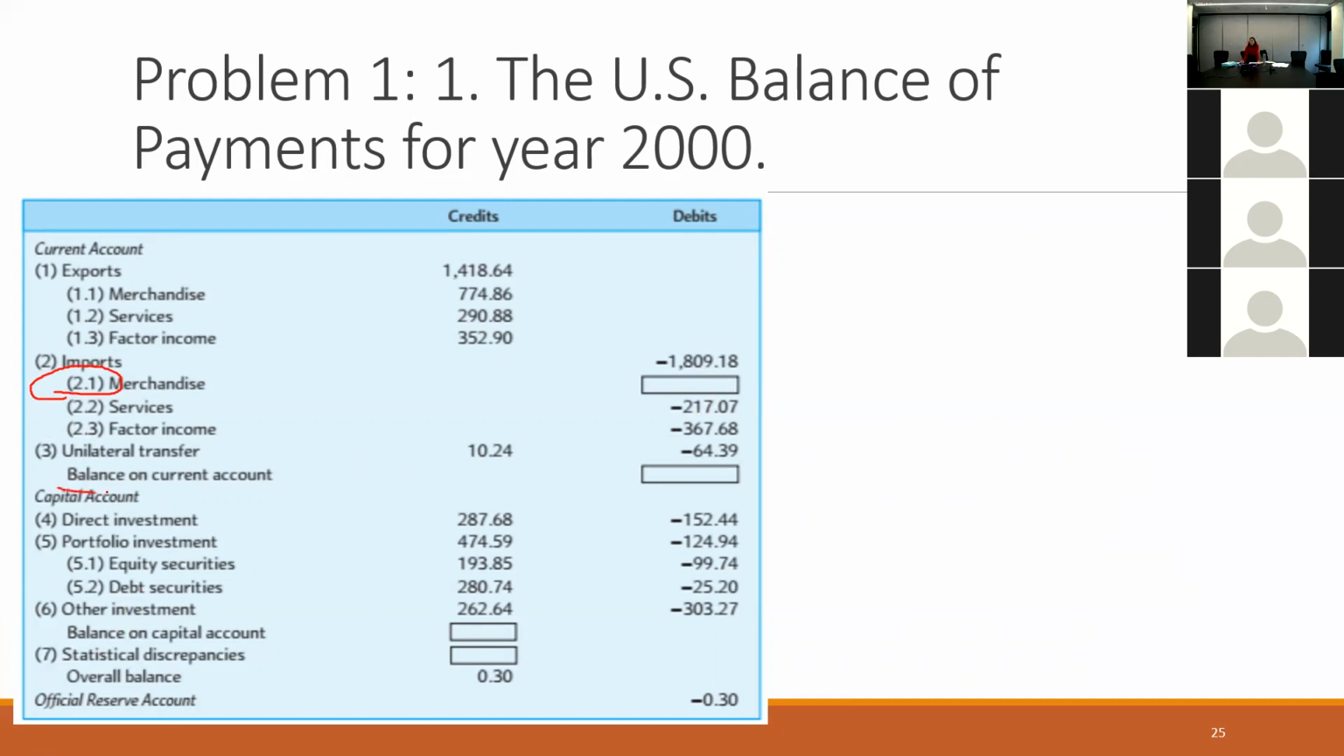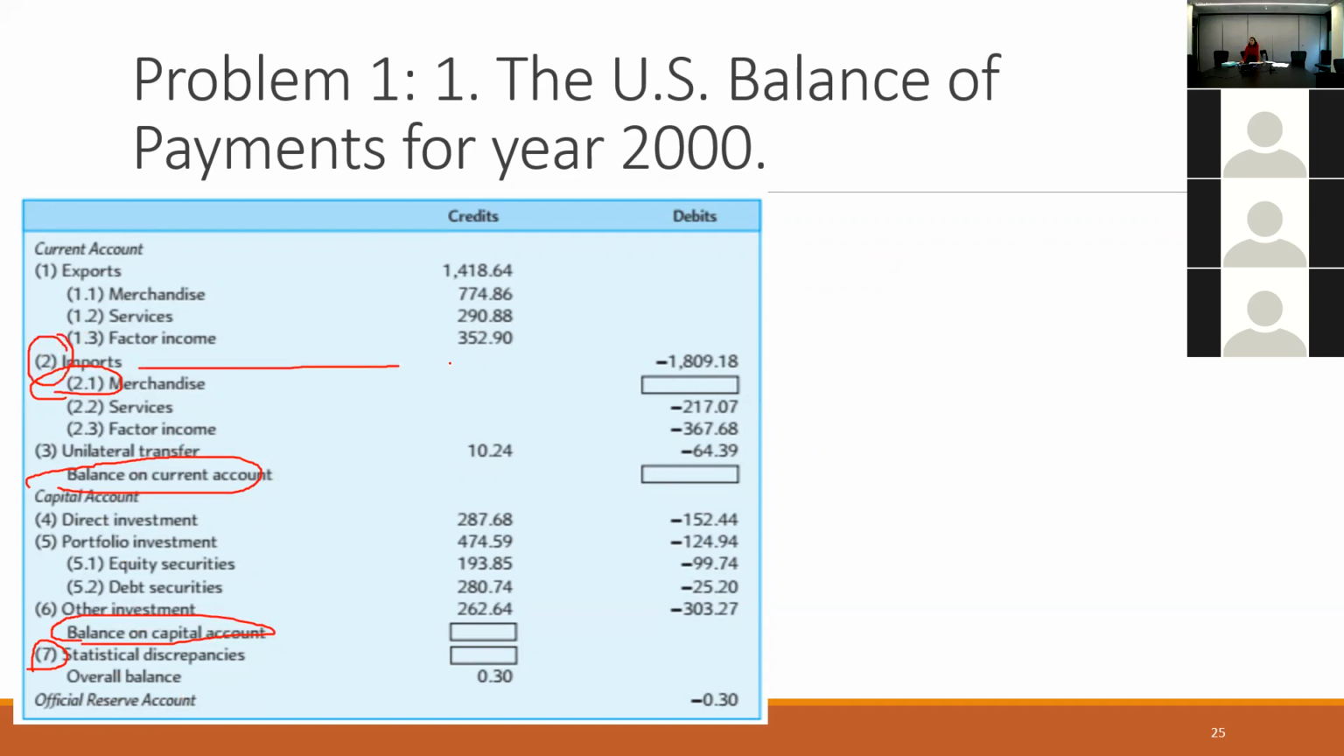The second one is the balance on current account. The third one is the balance on the capital account. And finally, the statistical discrepancy, right? So let's go through it one by one. So how do we read information from a balance of payments, yeah? So let's take section 2, for example.